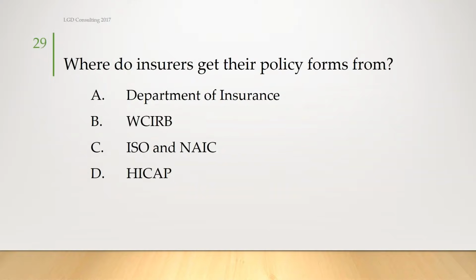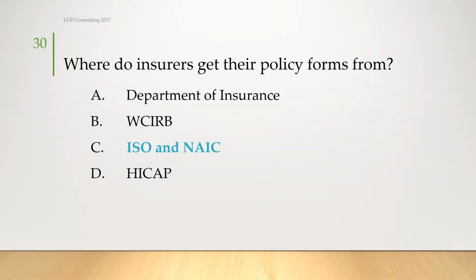Where do insurers get their policy forms from? In the property and casualty world, we get them through the Insurance Services Office. And in the life and health world, they typically get them through the National Association of Insurance Commissioners, or NAIC. All they do is create policy forms and help reach a conformity between the industry and share information with each other and the insurance companies.